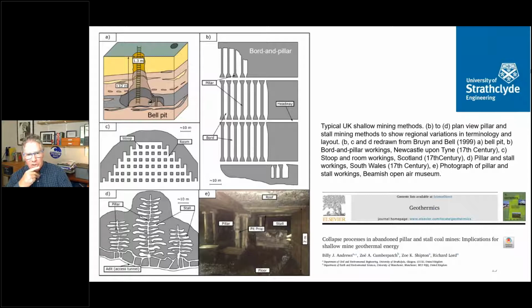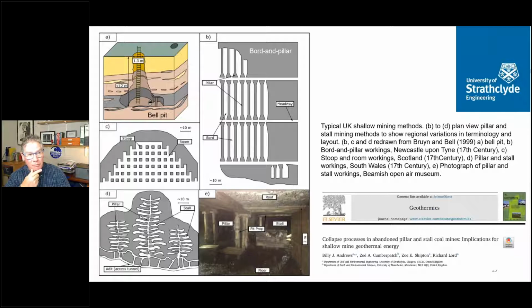So, when talking about subsidence, there are a couple of things that are very important. One is obviously the depth at which the workings occur. The second factor is also the style of mining that was used to extract the coal. This slide is taken from a fairly recent paper by some of my colleagues in the department. It shows some of the shallow mining methods that have been used over the years.